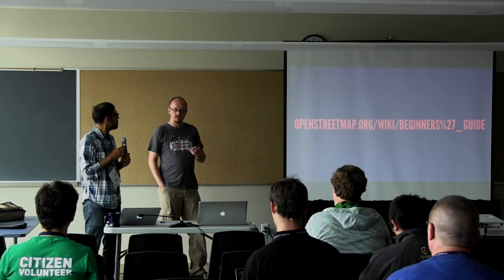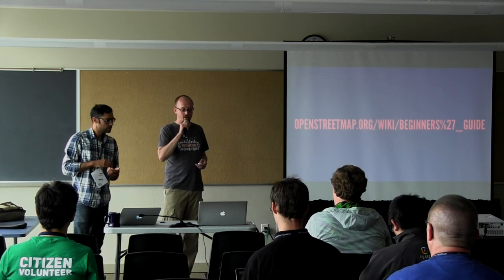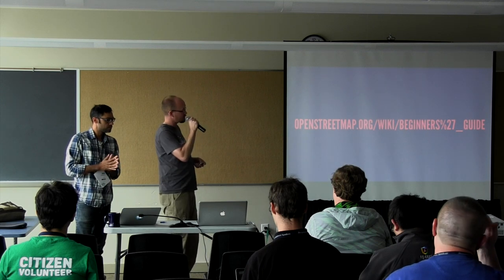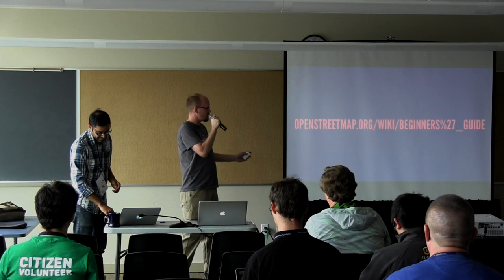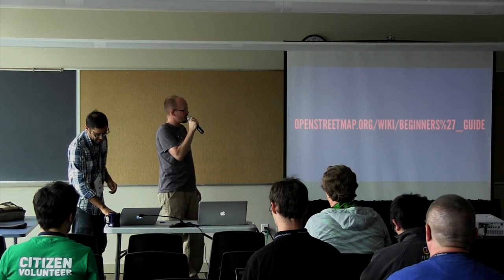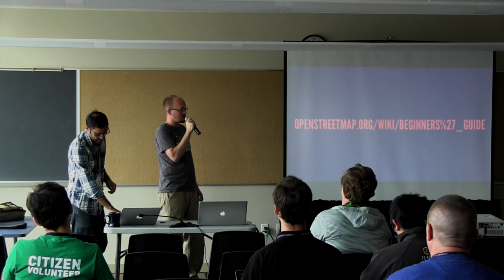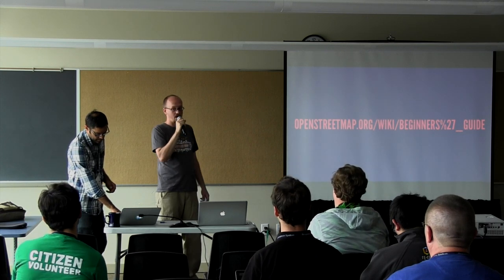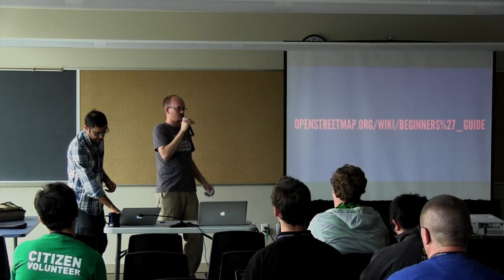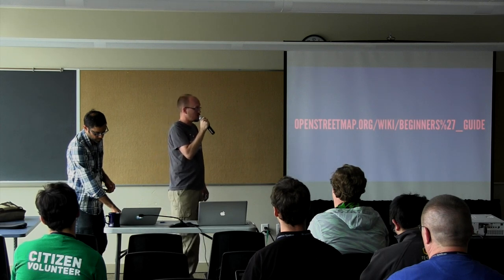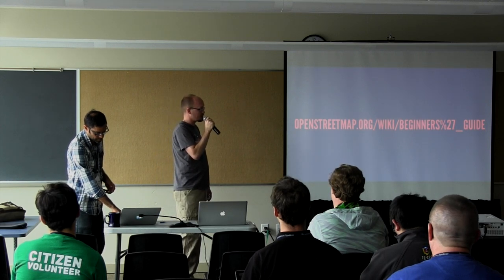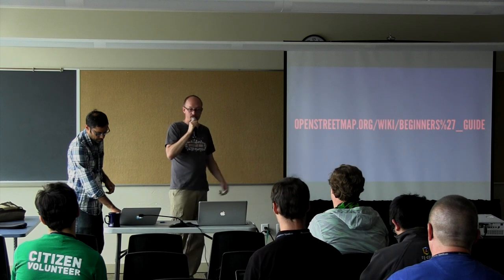So, yeah, I just wanted to mention this beginner's guide as well. I think %27 is the apostrophe, in encoded URL. If you go to the OpenStreetMap wiki, you can find this beginner's guide. And this talks about some of these issues around figuring out taxonomy and understanding local knowledge, and just orients you to the community and how the community expects or would like people to contribute.